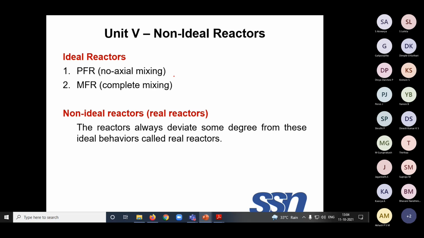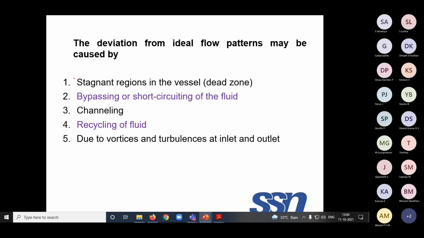So in a PFR there is no actual mixing, in an MFR complete mixing should be there, but in general, here there won't be. Some people are muted. Complete mixing should be there in a CSTR, but there may not be complete mixing here. How much it is deviating from the ideal, that is what we will measure by this RTD method. These are some of the deviations: stagnation, bypass, channeling, recycling, some vortices which are being formed.